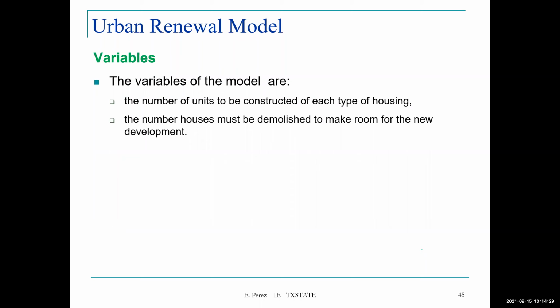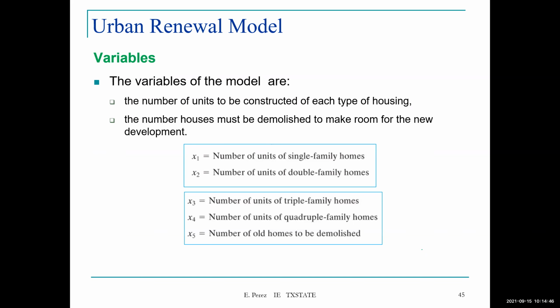The variables of the model are the number of units to be constructed of each type of housing, and the number of houses that must be demolished to make room for the new development. So we're going to try to find out how many houses to demolish to build these new ones. We're going to have x1, x2 up to x5. x1 through x4 represent the new construction in terms of the quantity of units. And then x5 is the number of old homes to be demolished.